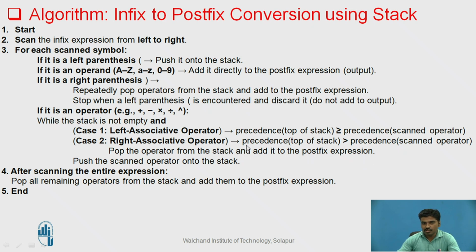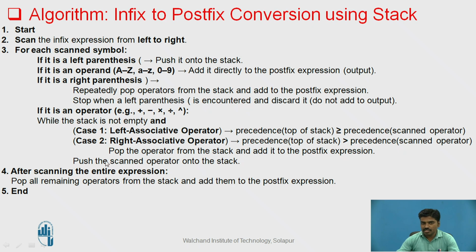And for right associative, you check whether the precedence of the top of the stack is greater than the precedence of the scanned operator. The only difference between left associative and right associative operators is that in left associative you can also pop on the same precedence, and if the stack contains greater precedence than the scanned operator, you can also pop. But in right associative, you pop the operator only if the top of the stack has greater precedence than the scanned operator. And the last step, push the scanned operator onto the stack.